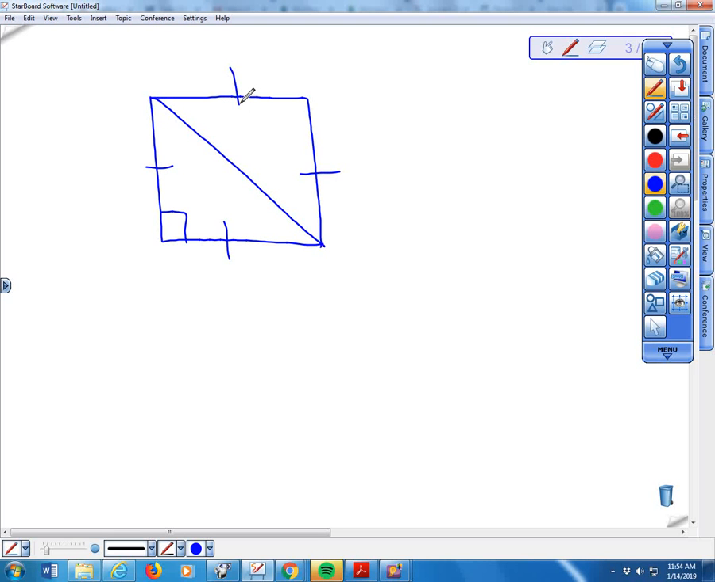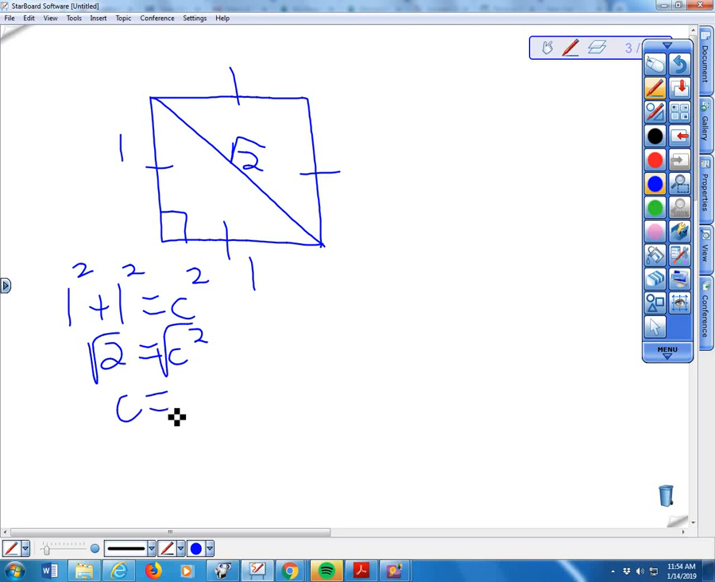Okay? So if I said this leg was 1 and this leg was 1, how can I find the hypotenuse in a right triangle? How do you find the hypotenuse? Pythagorean theorem. Right? 1 squared plus 1 squared is 2. And then I have to take the square root of that, right? Because it's 1 squared plus 1 squared equals c squared. So 2 equals c squared. Then I take the square root. C is equal to the square root of 2.